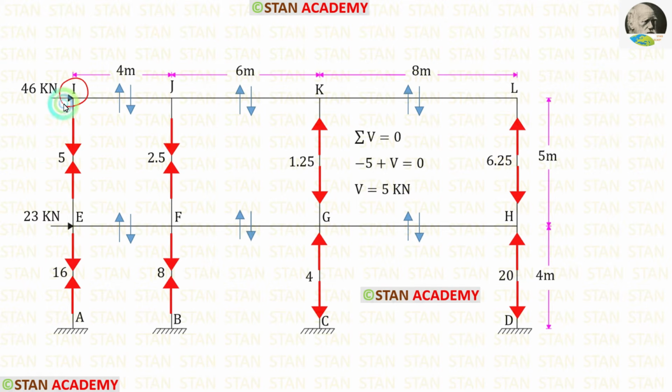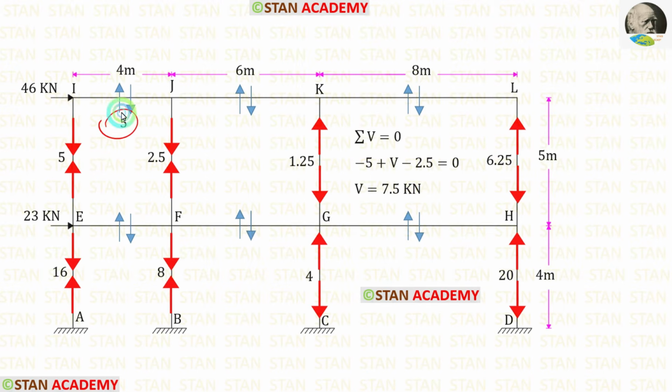In the joint I, let us apply the rule sigma V is equal to 0. The axial force 5 is acting downwards, so that will be negative. Let us keep the shear force as V. It is acting upwards, so that will be positive. Finally, for V, we are getting 5. Let us enter that. Now, let us take the joint J.